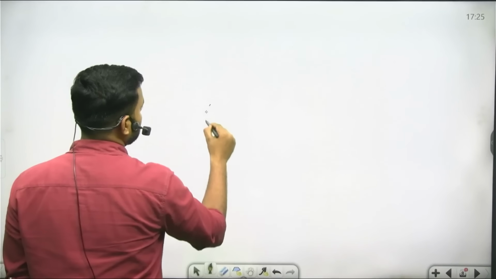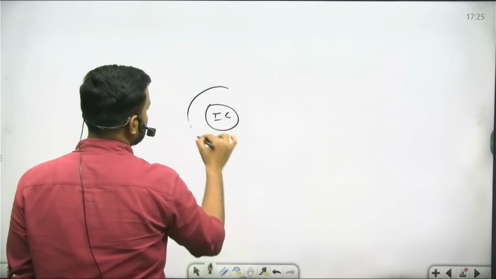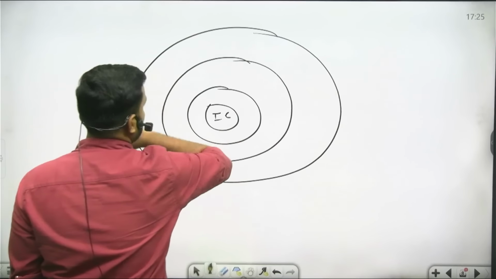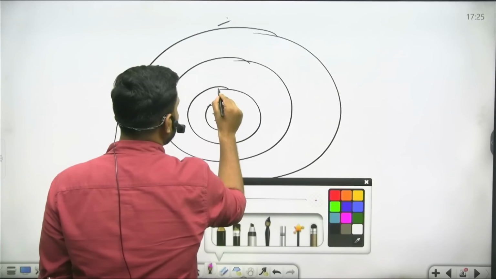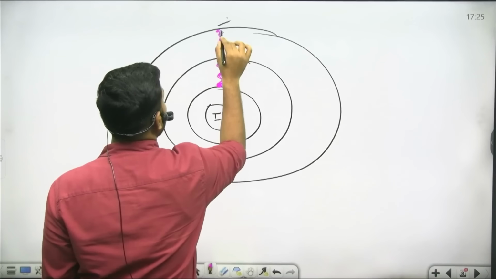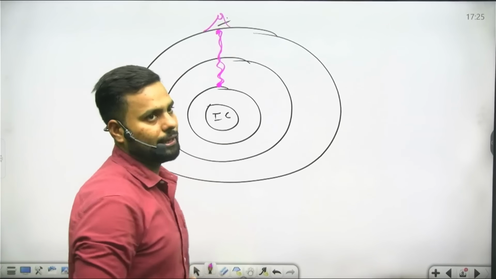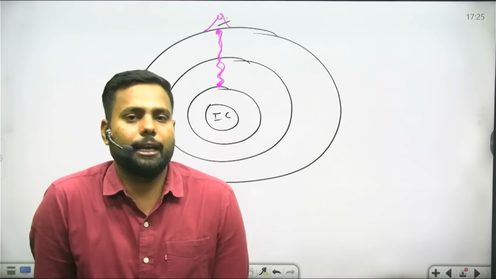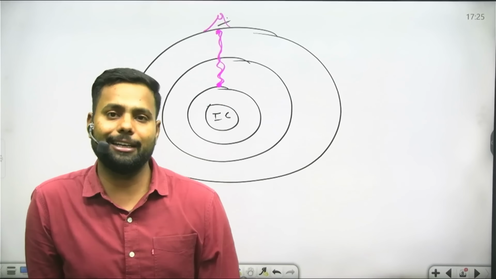Suppose that this is the earth's core, this is the inner core, this is the outer core, this is the mantle, and this is the crust, and this is the earth surface. When the magma comes from the core mantle boundary, it is not associated with the asthenosphere, and that is why hotspots are not connected with the plates. They are connected with the core mantle boundary, and that is why they are static in nature.